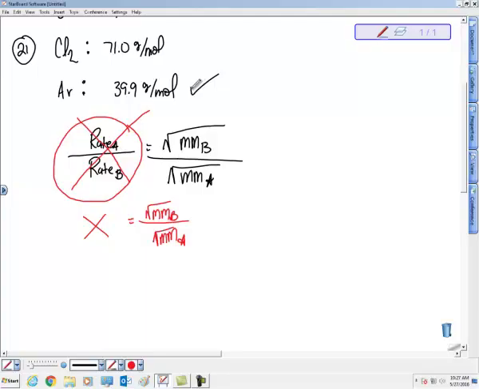So if we're looking for one particular gas to be faster than the other, you're going to want to put it so that you get a value, this x value needs to be larger than 1. If we want it larger than 1, you just put the larger molar mass on the top. All right, so we're going to put the 71 on the top, and we're going to put that 39.9 down on the bottom.